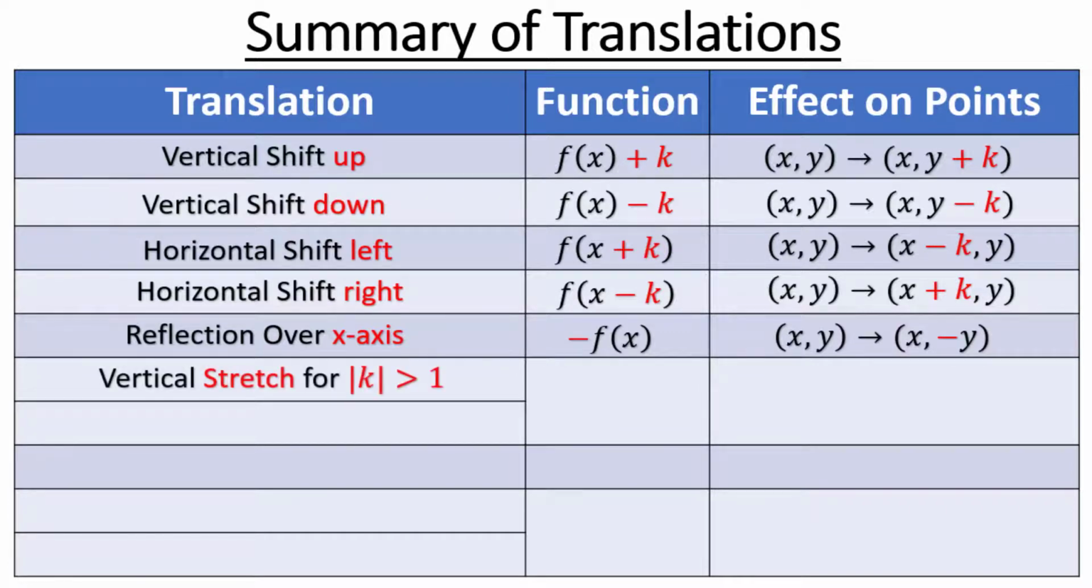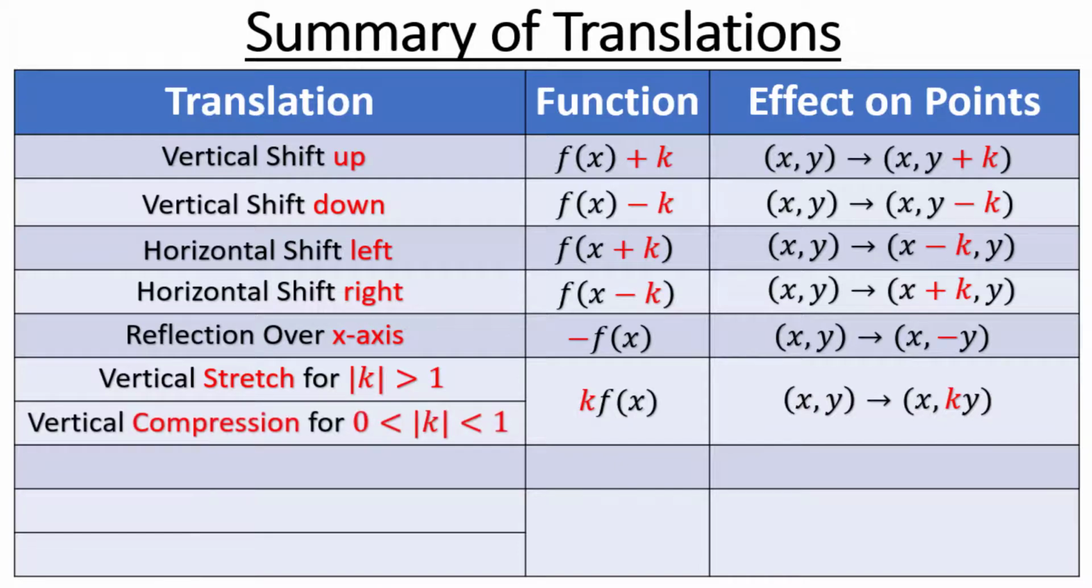A vertical stretch is represented by k times f(x), where the absolute value of k is greater than 1, meaning all of our y values must be multiplied by k. The absolute value here is just saying consider the value for k without paying attention to the negative sign if there is one. A vertical compression is also represented by k times f(x), but in this case, the absolute value of k must be between 0 and 1. The effect of this on the points is the same as a vertical stretch. Multiply the y values by k.